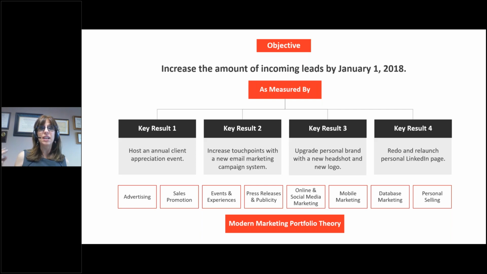Okay, so again, let's look. Remember the objective: increase the amount of incoming leads. What asset classes have we already touched? Events and experiences, database marketing, and online marketing. So that's 3 asset classes so far. Let's get to the third key result: upgrade personal brand with a new headshot and a new logo. I would put that under sales promotion, right?